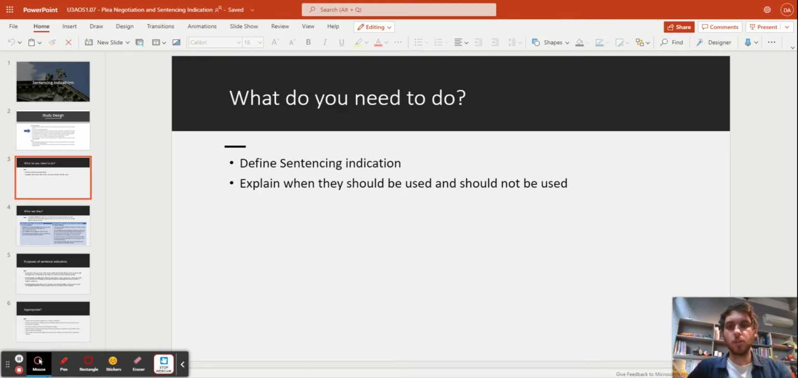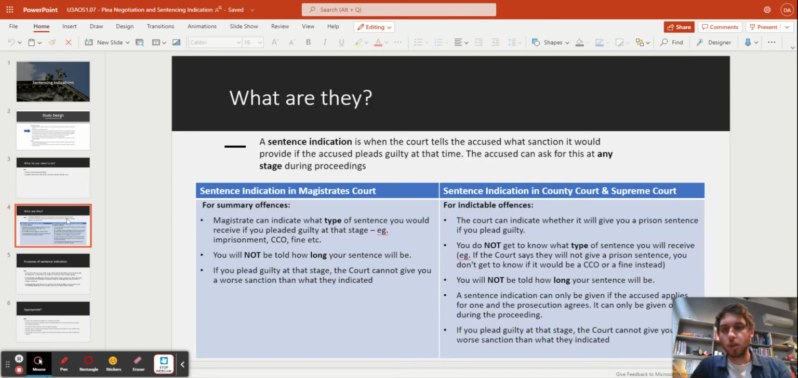So what do you need to know for this topic? Well, the first thing you need to do is to be able to define sentencing indication, know what it is. And then the second thing you need to be able to do is to explain to me when we should use them and when we should not use them. So in other words, when are they going to be appropriate?